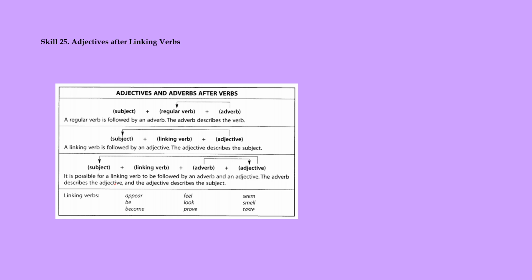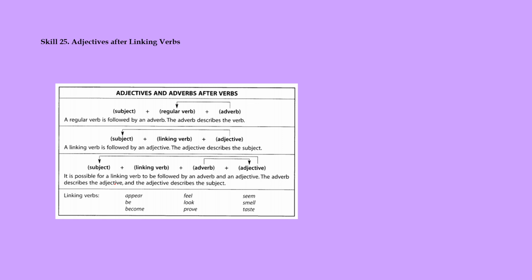Still skill 25, adjectives and adverbs after verbs. A regular verb is a normal verb, as I previously said. A normal verb or regular verb is followed by an adverb. The adverb describes the verb. So subject plus regular verb plus adverb. While a linking verb is followed by an adjective, the adjective describes the subject. So the adjective does not describe the linking verb, but it describes the subject. Subject plus linking verb plus adjective. This adjective describes the subject.